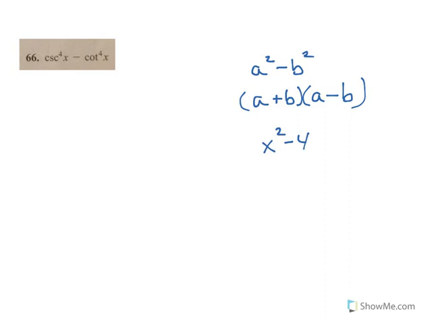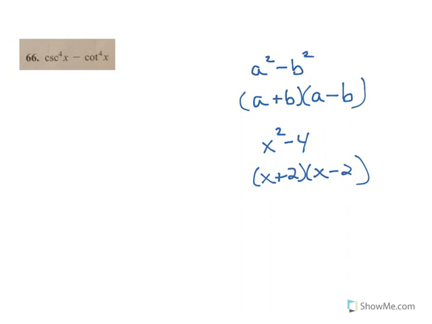And number 66, the first thing I would do is look to factor this. So this is actually following a difference of two perfect squares factoring pattern. So a squared minus b squared should factor out to be a plus b and a minus b. So for example, if you had x squared minus 4, that factors out to be x plus 2 and x minus 2. So similar pattern, we just have some trig statements here.